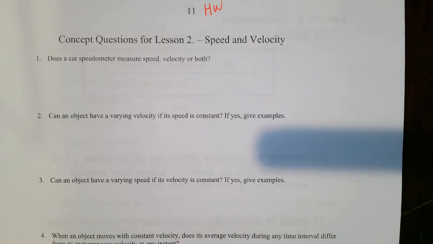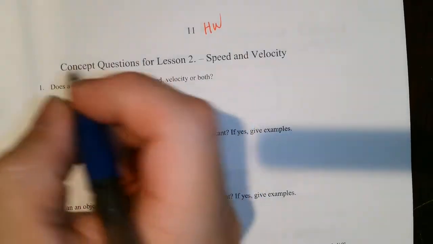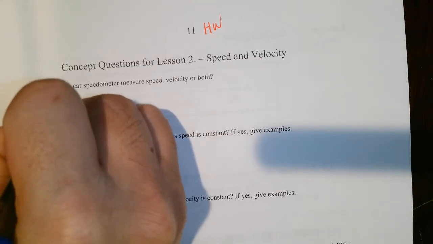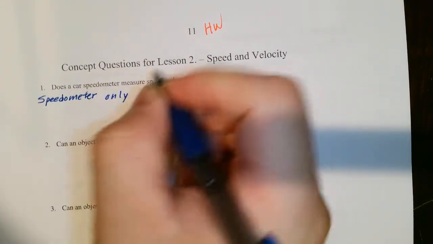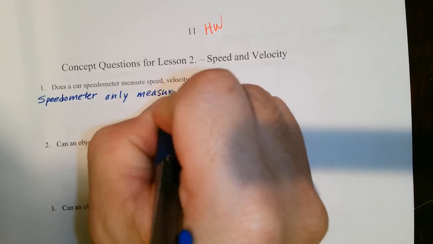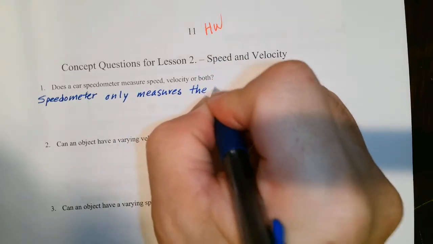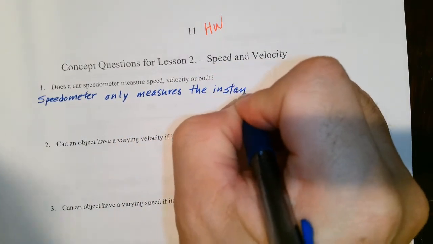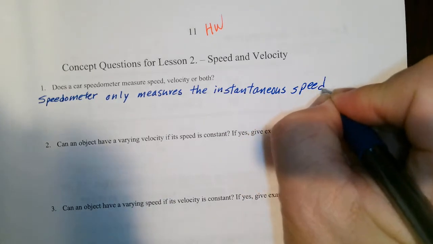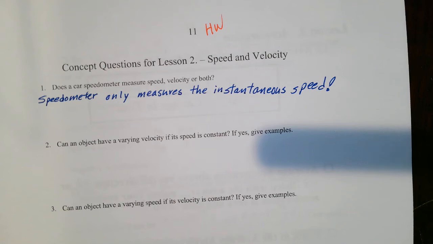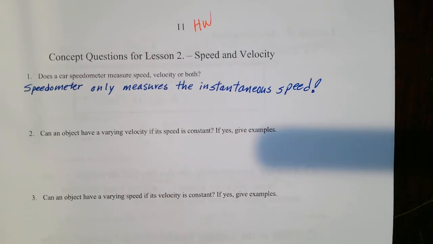All right. So here, speedometer basically only measures the speed at that instant. Okay? It only tells you how fast you are going at that moment. That's what a speedometer measures.